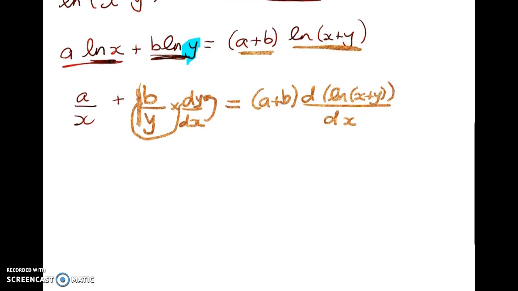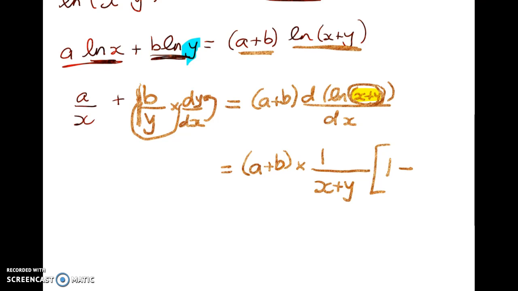Right, so leaving the left-hand side as it is, what does that give me? Well, when I differentiate a log, this is the inside function. So it's going to be a plus b times 1 over x plus y. And now I have to do the chain rule. I have to differentiate the inside function with respect to x. So let's do the x. That gives me 1 plus the derivative. I need another colour pen. The derivative of this with respect to x is dy by dx. So that wasn't really so bad.